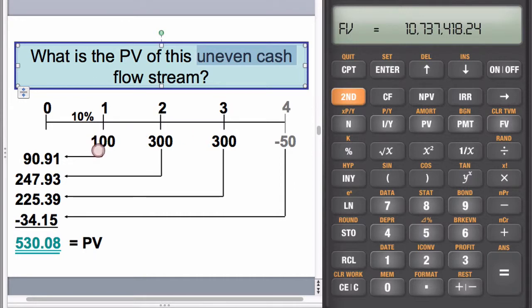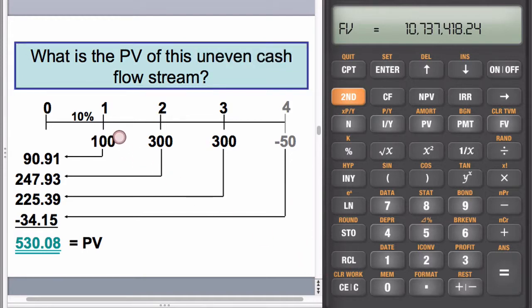So what if you started a restaurant, let's say, and after the first year generated $100, or 100,000, and then 300, and then the fourth year was not that good, and you had to undertake some capital adjustments and new equipment and so on and so forth, capital additions, so you had a loss of $50 actually here. So how would you calculate the present value of this uneven cash flow stream?